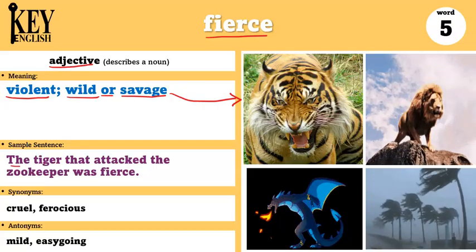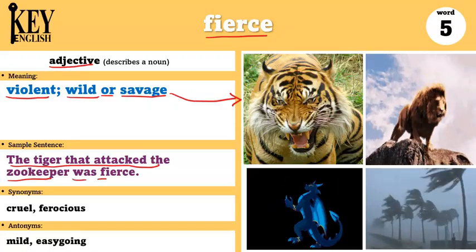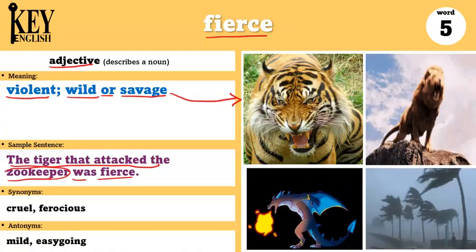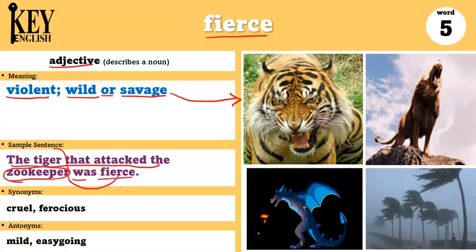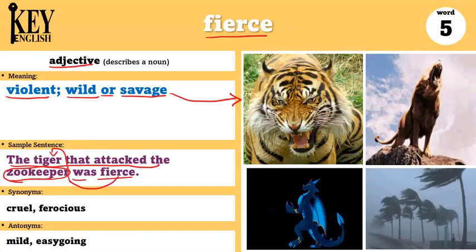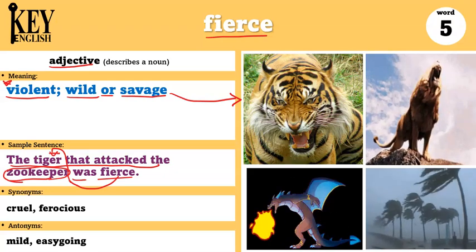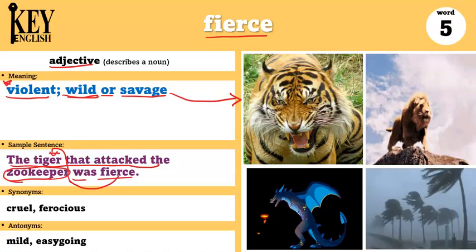For example, the tiger that attacked the zookeeper was fierce. So there was a tiger that attacked a person, and we can describe this tiger as being fierce because it was very violent. It was fighting and attacking. It was wild. It was not a kind tiger, so we can call it fierce.